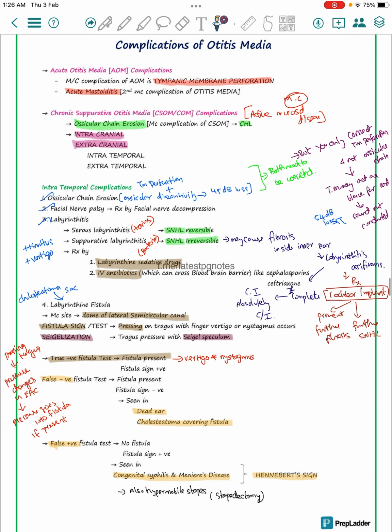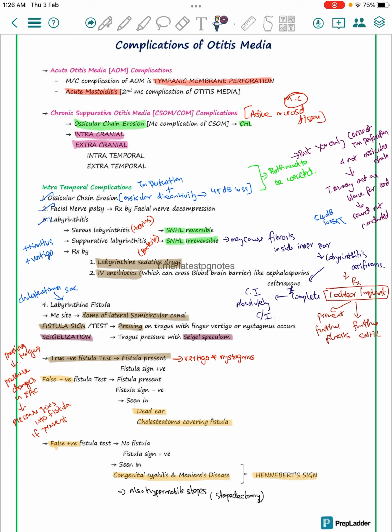Then the complication may be a labyrinthine fistula. The most common site is the dome of the lateral semicircular canal on the medial wall of the middle ear. To identify this labyrinthine fistula, we need to do a fistula test by pressing the tragus. There will be a pressure change in the external auditory canal. The pressure goes into the fistula if present, which may produce vertigo or nystagmus. We can apply this with the Siegle speculum, and we can do this tragus pressure test.